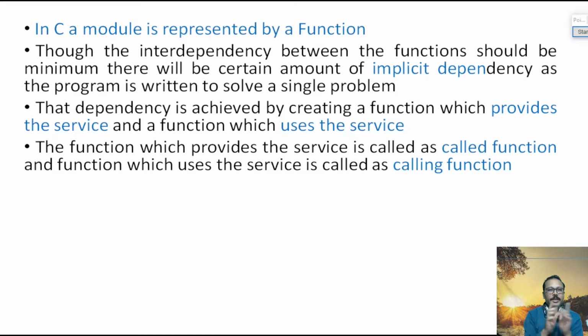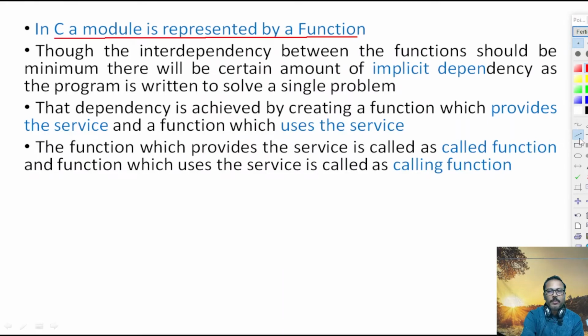Okay. Next, we'll consider how C achieves it, how C implements it. In C, a module is represented by a function, by a concept called as function. In C, module is represented by what is called as function. Though the interdependency between the functions should be minimum, there will be certain amount of implicit dependency as the program is written to solve a single problem.